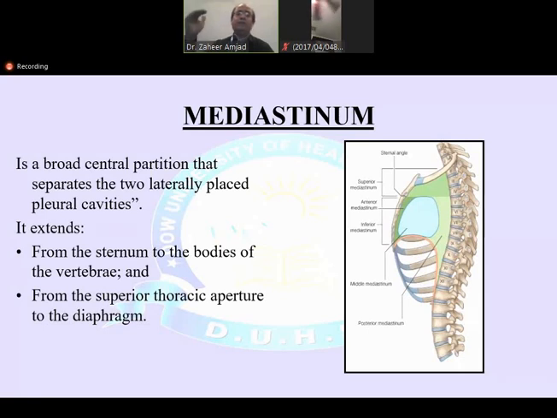Superior mediastinum is from the inlet to the level of the fourth vertebra behind, and the sternal angle or the angle of Louis in front. And the inferior mediastinum is divided into anterior, middle, and posterior by the presence of the heart. Anterior to the heart is the anterior mediastinum, the heart lies within the middle mediastinum, and the rest of the space behind the heart, between the thoracic vertebrae and the heart, is the posterior mediastinum. And different structures run over there. We are not going into detail of those structures because the time is limited.